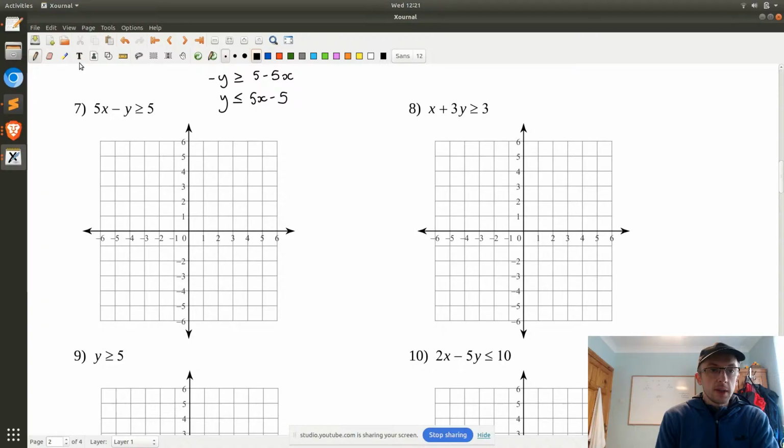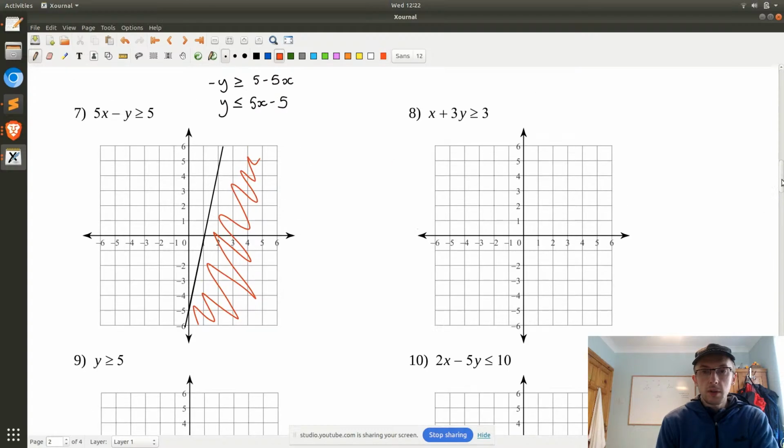Then graph the corresponding line, 5x take 5. That was a slope of 5. It'll look like that. Consider the origin. 0 in there. Is 0 greater than or equal to 5? False. So it's excluded.